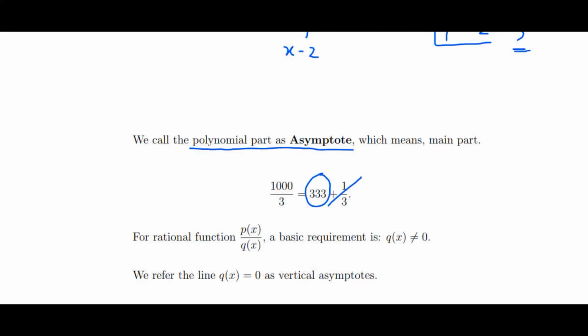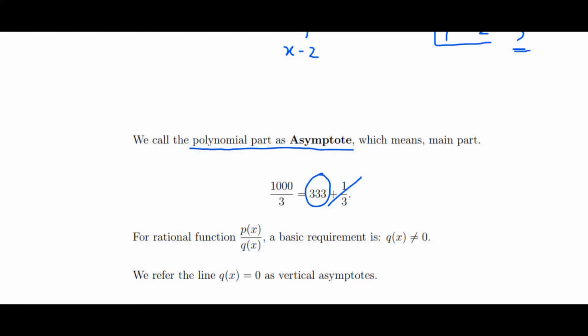Okay. So for rational function p(x) over q(x), we have a denominator. The basic requirement for the denominator is that it cannot be 0, right? This q(x) cannot be 0.